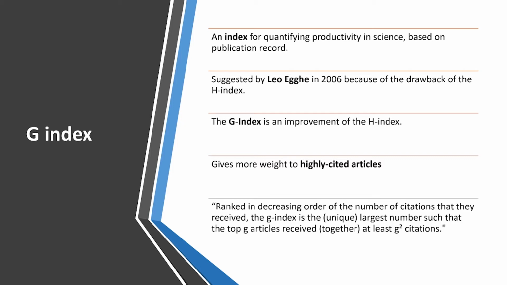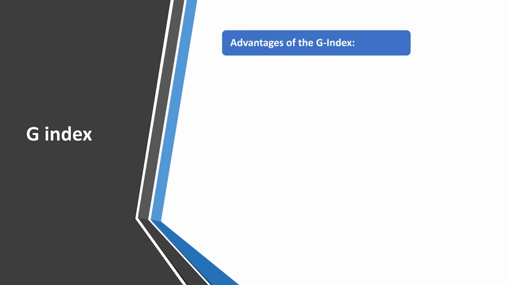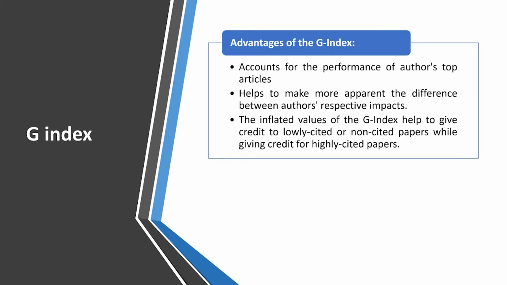So to precisely define, for a given set of articles ranked in decreasing order of the number of citations that they received, the G index is the unique largest number such that the top G articles received together at least G square citations. So this is the precise definition of G index. Now moving to the advantages. What are the advantages of G index? It accounts for the performance of authors' top articles.